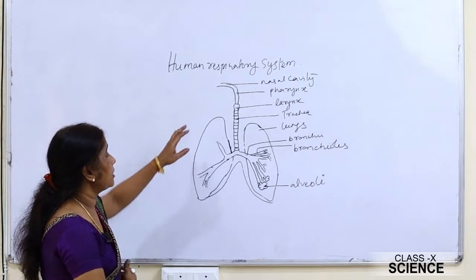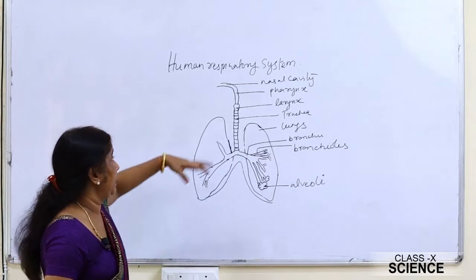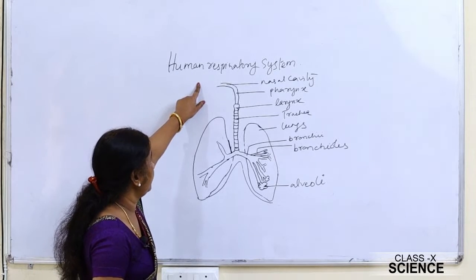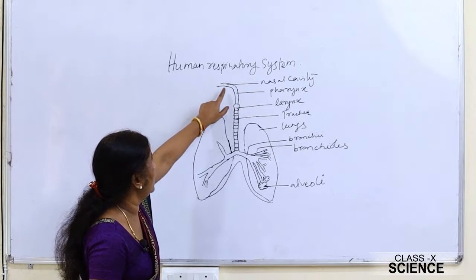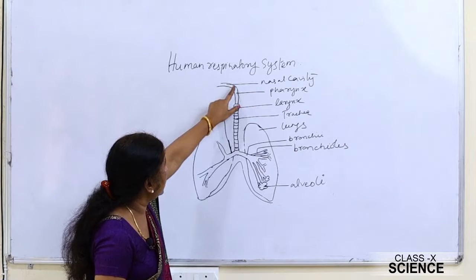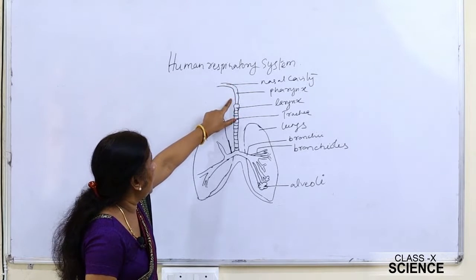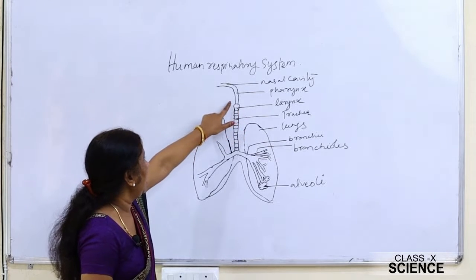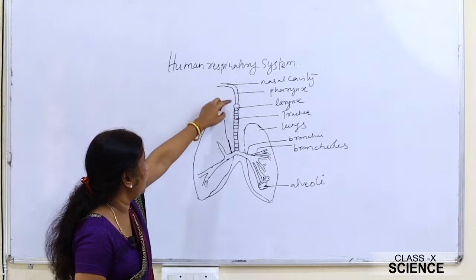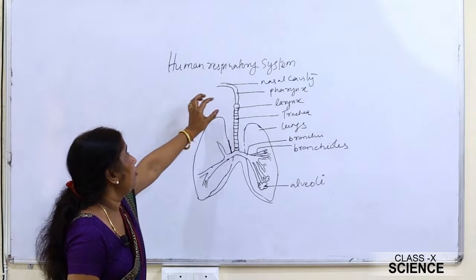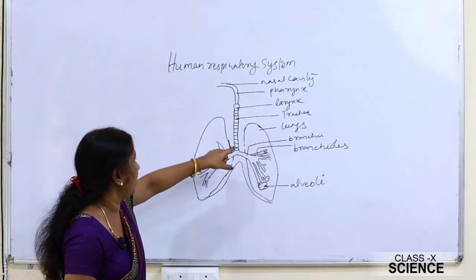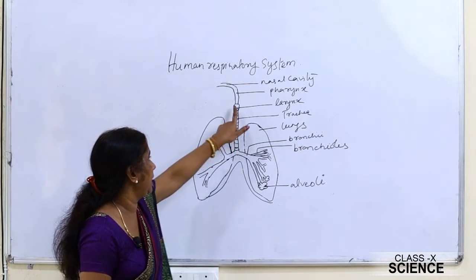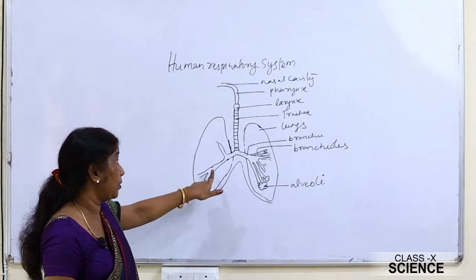Now see here, in this human respiratory system, how we are respiring. We are taking in oxygen through the nostrils, then it passes to the pharynx and then moves to the larynx. The larynx is also called the voice box. Just above the larynx is the epiglottis, which prevents the entry of food into the windpipe. The windpipe is called the trachea. The air passes through the trachea and moves into the bronchi.